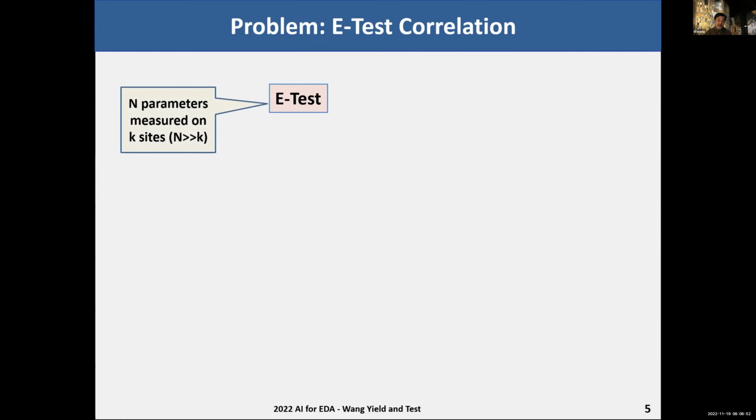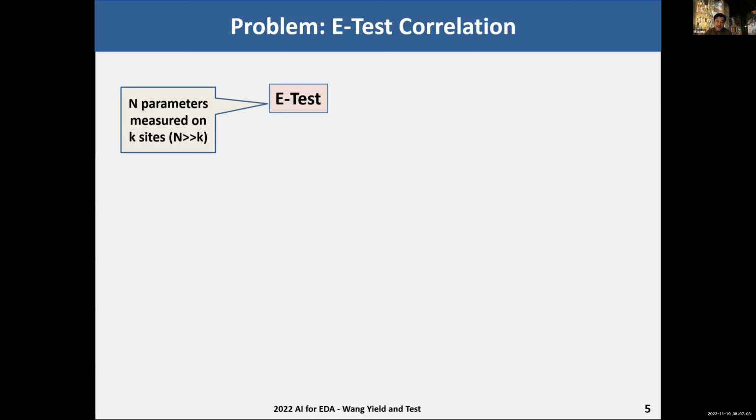So to give you a little background of that problem: in testing, the first stage of testing, we call it E-test stage, or sometimes class probe, sometimes called parametric testing. What happens is that in that testing stage, you measure N process parameters on K sites for each wafer. For example, N can be 400 and K can be 8.